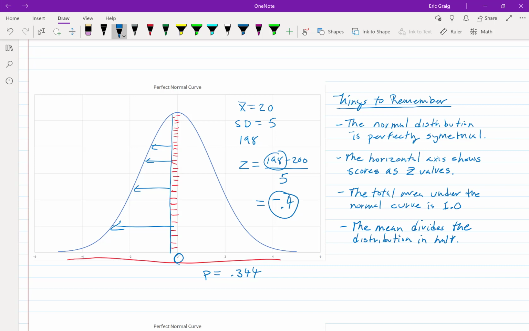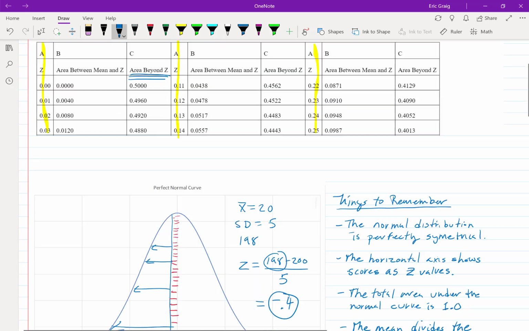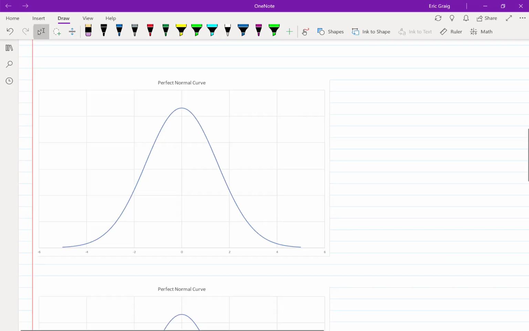Let's move on to another one. Again, let me just reiterate. If our scores fall below the mean, if we have a negative z-score, which would mean that the score was below the mean, we're going to be reading the tail section of the table. That's column C. This area here, they call it area beyond Z. Everybody else in the world calls it the tail of the distribution. Let's take a look at another one.